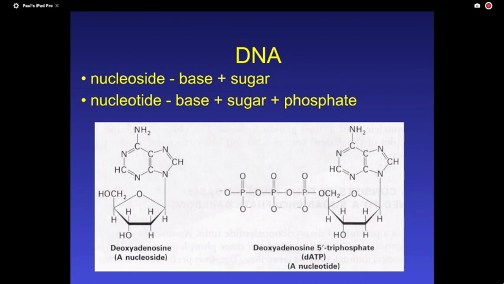Nucleoside and nucleotide, I have no idea why I taught that twice. So it must be important if I taught it twice.